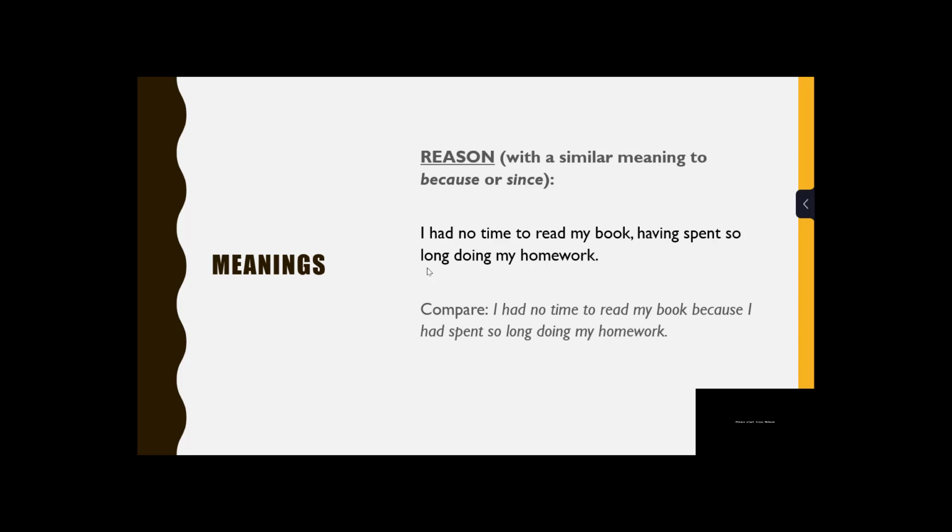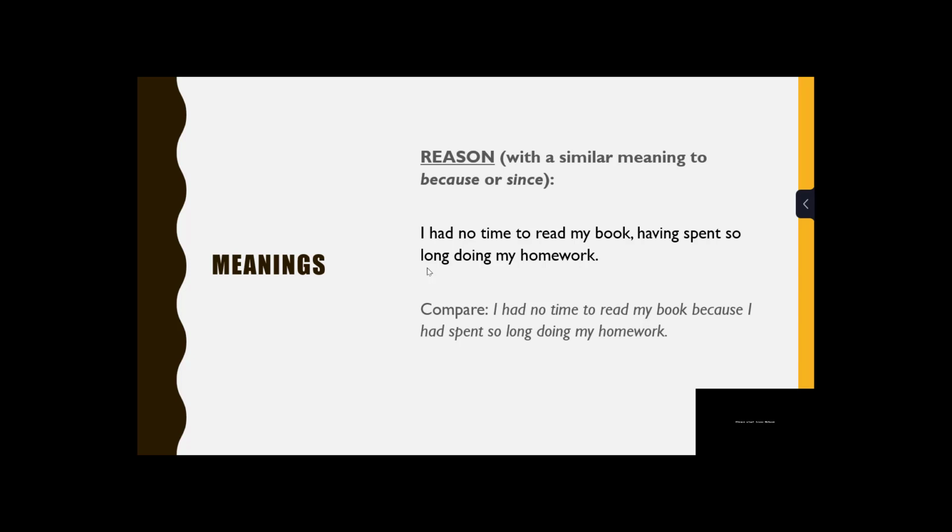Another meaning is reason, with a similar meaning to because or since. I had no time to read my book, having spent so long doing my homework. Or: I had no time to read my book because I had spent so long doing my homework. So I replaced the expression "because" using the structure, the participle clause. Okay, the participle clause. So if I say that, both sentences are correct.